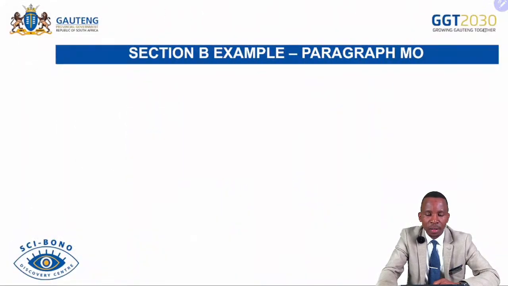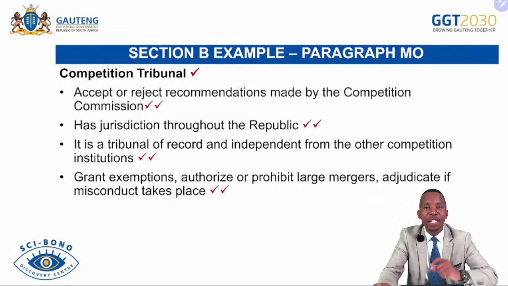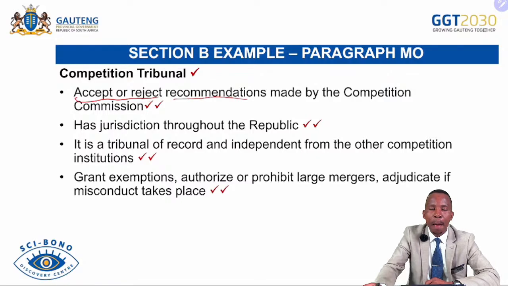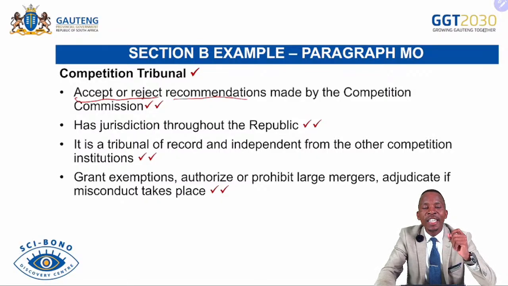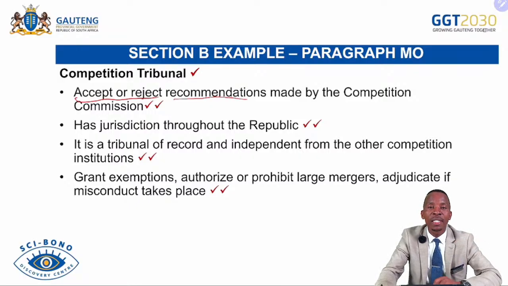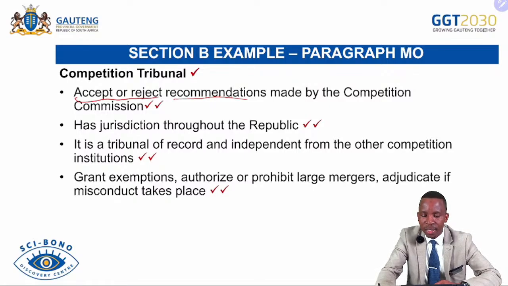And then the second one is the Competition Tribunal. It is very much responsible to either accept or reject recommendations made by the Competition Commission. It has a right to do what? To do its own investigation, to check if findings by the Competition Commission are correct or wrong. And then it makes the final decision by imposing the final fine on the firm if the firm is found guilty. It is the tribunal of record and independent from other competition institutions. It grants exemptions or authorizes or prohibits large mergers, adjudicates if misconduct takes place, and also imposes final charges on the firm or firms that have been found guilty of the misconduct.